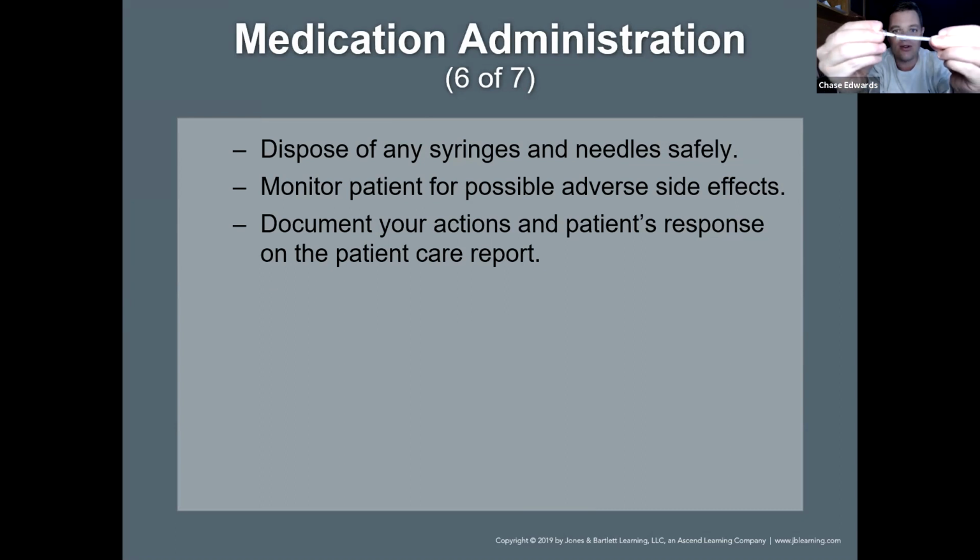So you shouldn't have to recap it. You should just be able to take that needle and throw it in your sharps container. Recapping needles is what causes most exposures, recapping needles, pulling this mess right here, right?